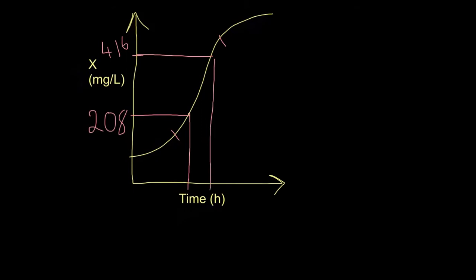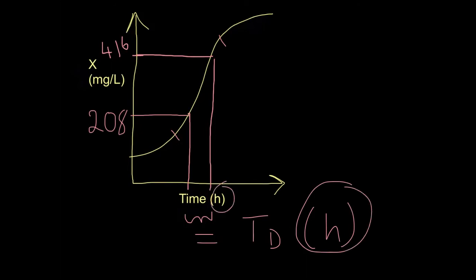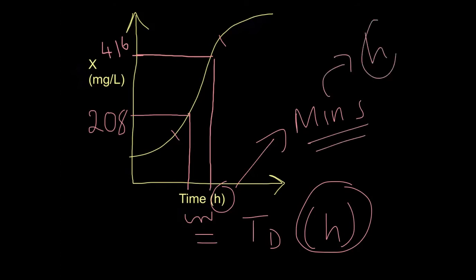And quite simply, all you have to do, it's really very easy, is just measure the difference here along the x-axis, the difference in time. That is all you have to do. So the difference in time here is equal to the doubling time, which is always measured in hours. So if this is in minutes, you need to convert it into hours.